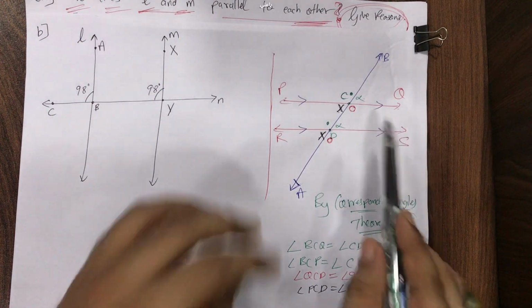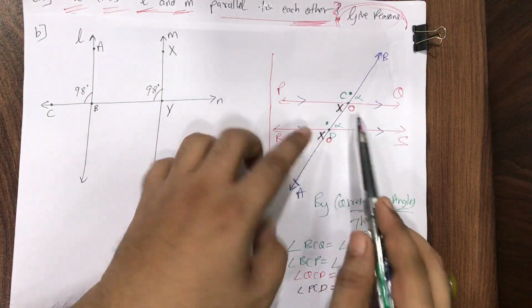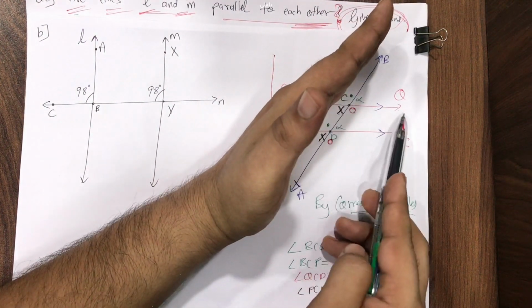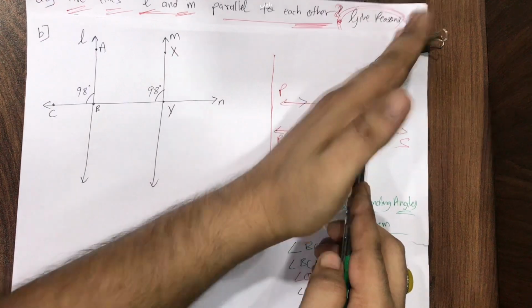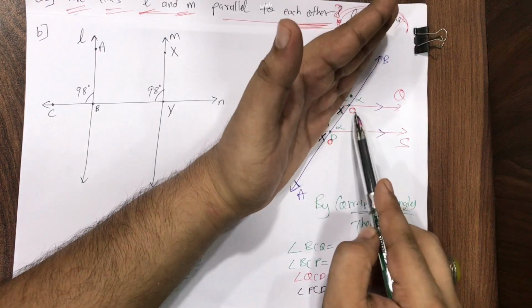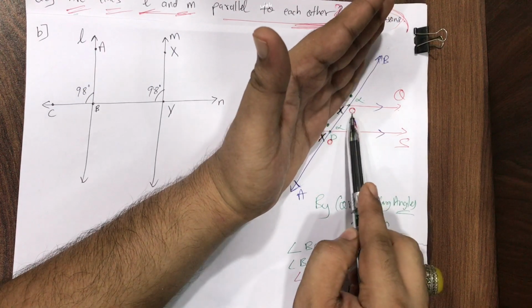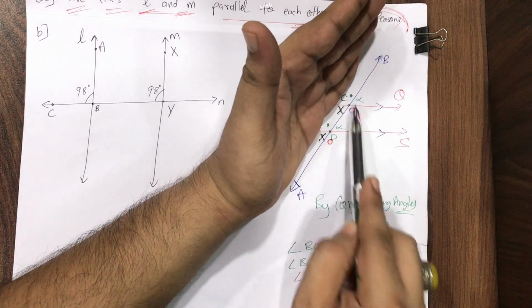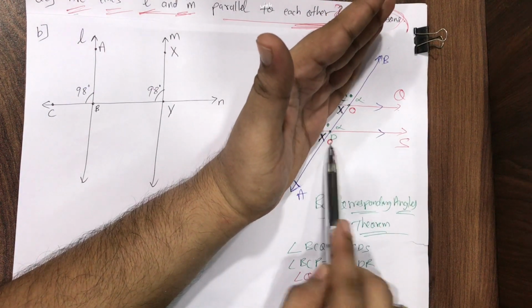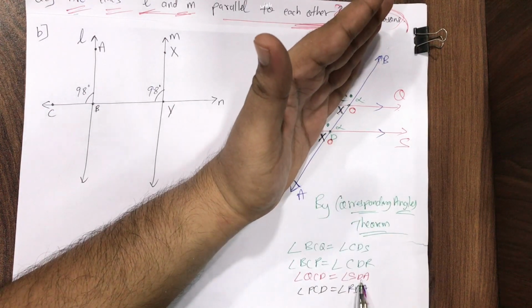Once again, I repeat, these two small circles are what? Right side of the transversal and below the line. This is my transversal, right side of the transversal. These two small circles are right side of the transversal and below the line. So this angle's name is QCD. This angle's name is SDA.